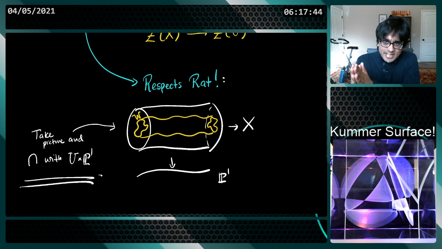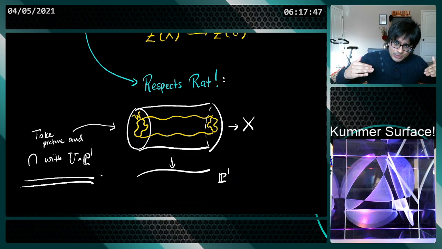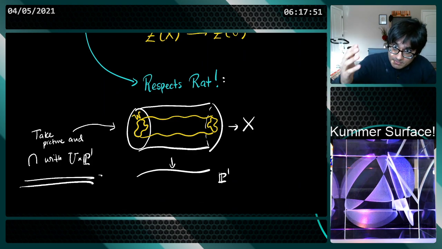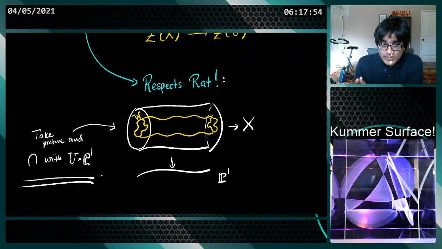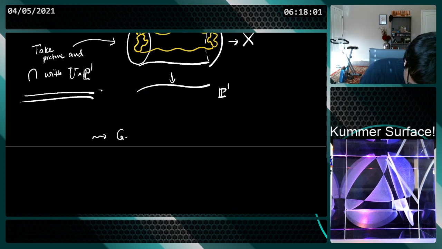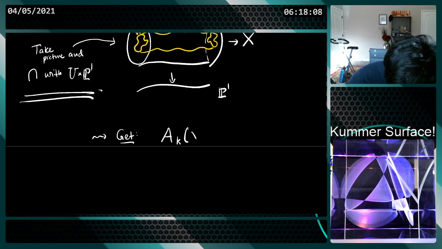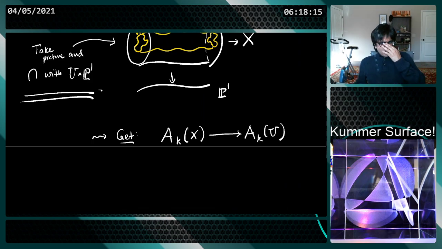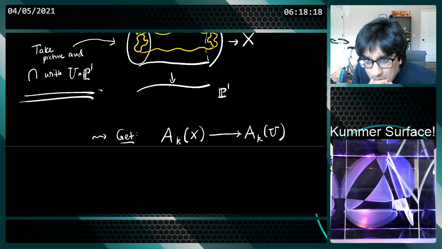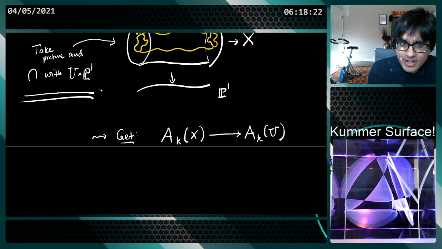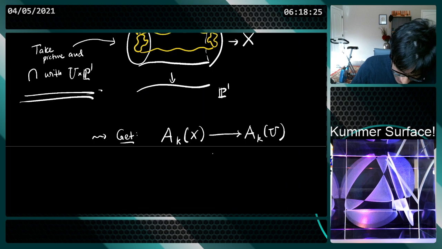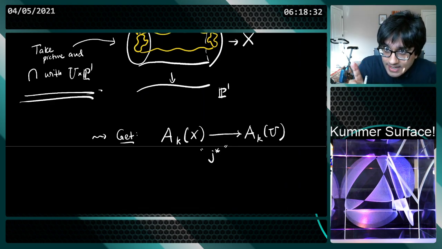Okay, you get rational equivalent cycles before intersecting with the open set. After intersecting, they will continue to be rationally equivalent cycles inside that open set. And so you descend. You get an induced map on Chow groups. Okay, amazing. Very elegant. This map, I'm going to call J upper star, maybe just for now, where J is the open inclusion.